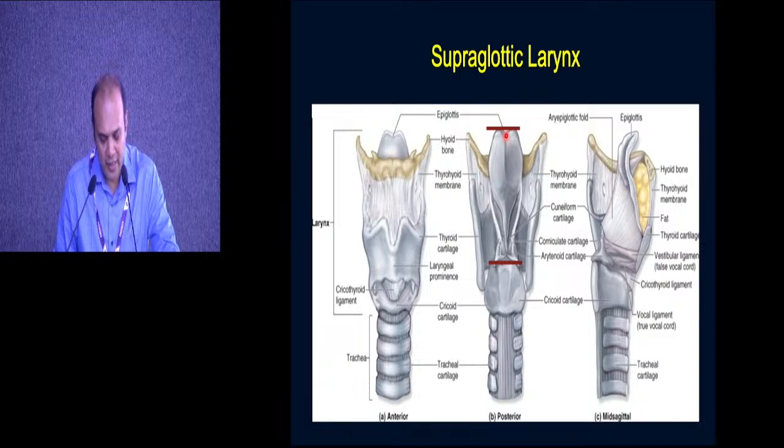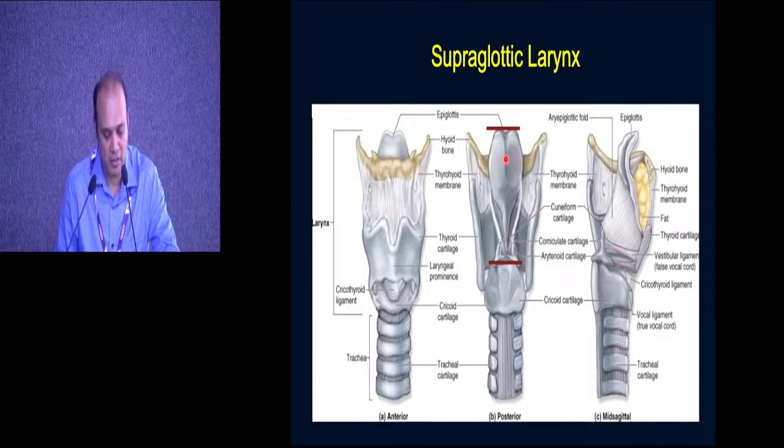So this area is the supraglottic larynx. Supraglottic larynx extends from the tip of the epiglottis to the cricoarytenoid joint. This is the cricoid cartilage. On top of that is the arytenoid cartilage, and this is the cricoarytenoid joint, which is the functional unit of the larynx. So this extends from here to the level of the cricoarytenoid joint.